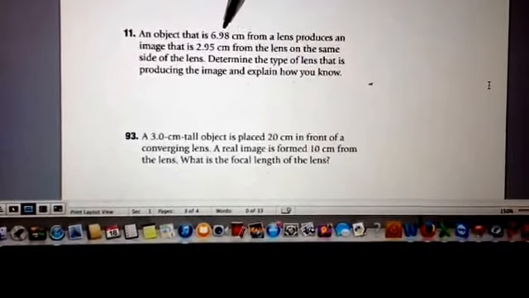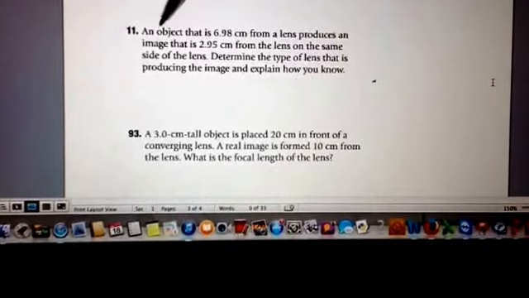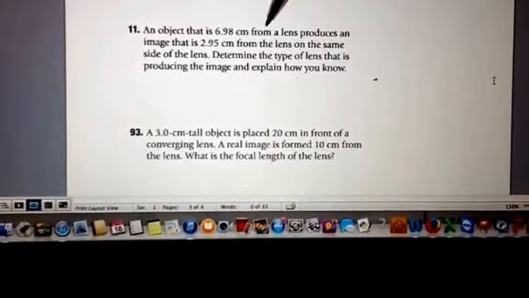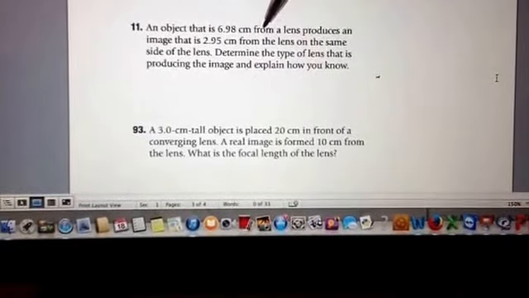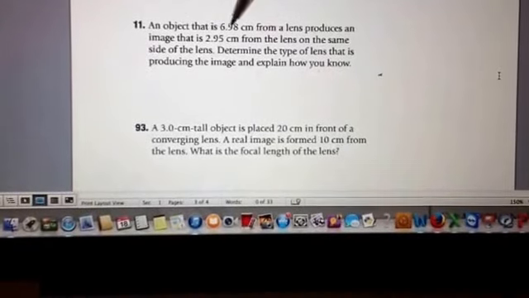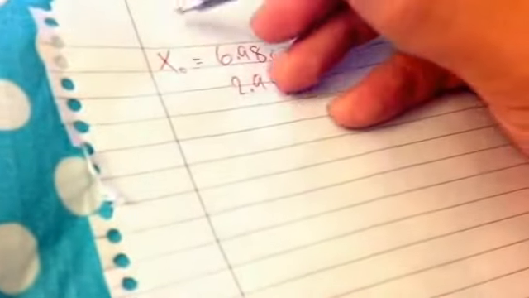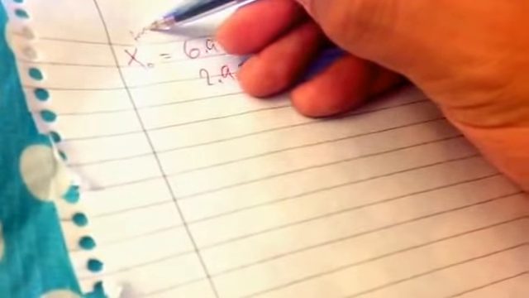What number is this? 6.98 centimeters. What is this? An object. Something to do with the object. "From" is the key word here. X for position. X of the object, XO. So let's put that down. 6.98 is telling us the position of the object. And I knew that it was position because the key word was "from."